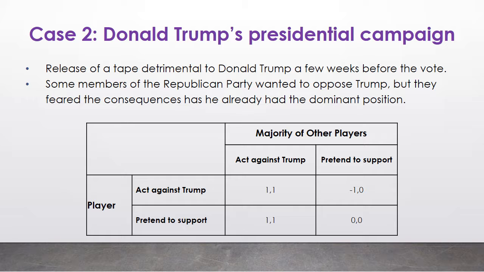And if the player and the others pretend to support, the outcome is 0-0, because since each of the players does not know whether the others are willing to incur the risk of retaliation to act against Trump, they will choose to pretend to support in order not to put themselves in a dangerous situation.